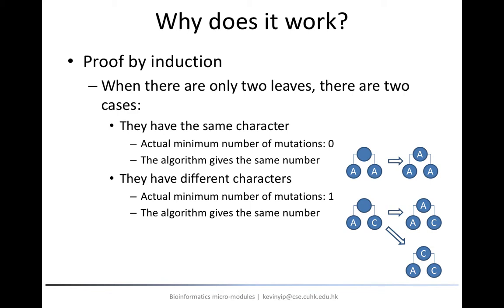On the other hand, if the two leaf nodes have different nucleotides, obviously the optimal solution is to assign one of them to the root node, leading to one mutation along the tree branches. Fitch's algorithm also produces such a solution. Therefore, for this base case with two leaf nodes, Fitch's algorithm is optimal.